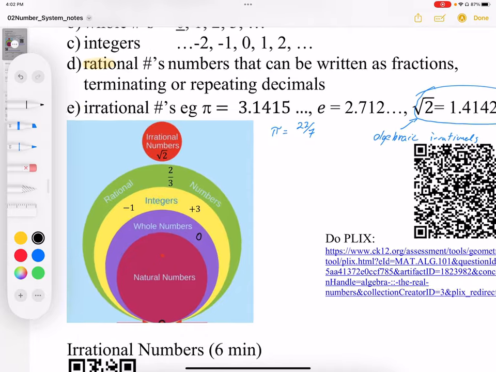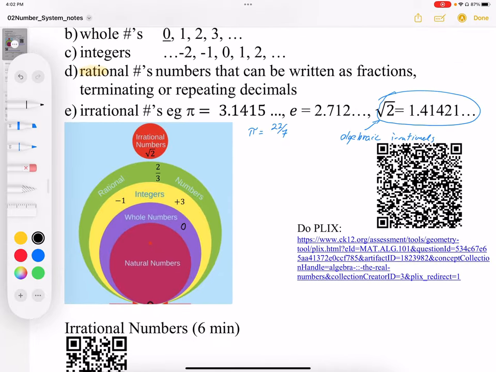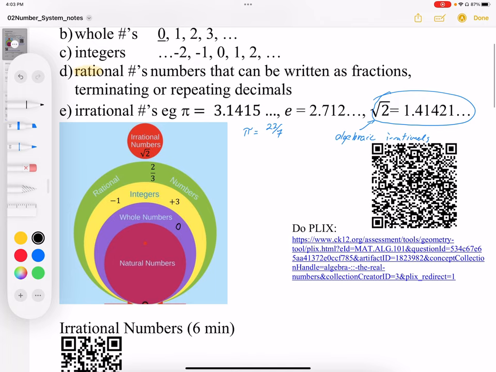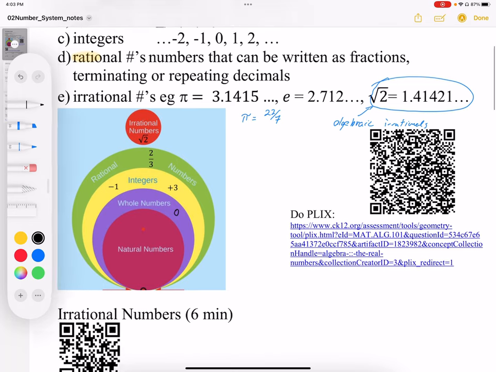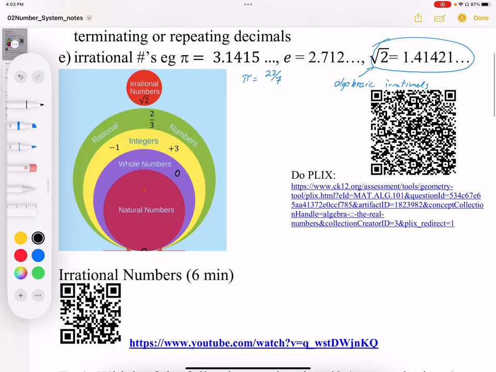What I would like you to do at this point is do the Plix interactive. It will have this kind of Venn diagram that you need to make, and you can answer the questions on which number sets are embedded inside other number sets. And then there's another video on irrational numbers and how we know some algebraic irrationals are in fact not able to be put into fractions.